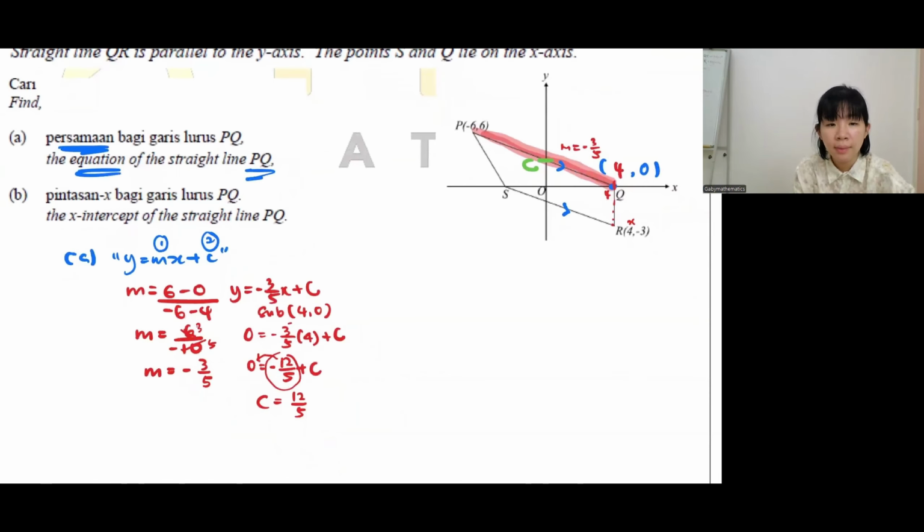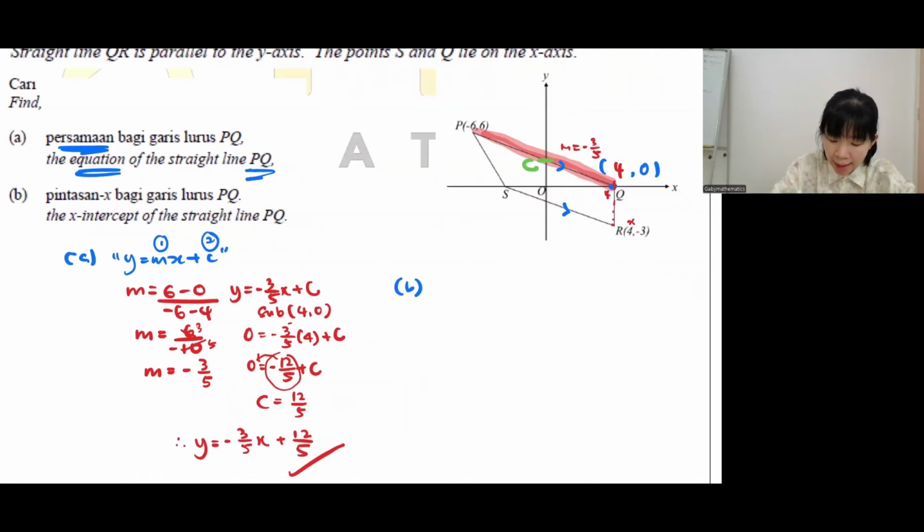Alright, c is ready, m is ready. So write again the whole thing. Y equals negative 3 over 5 x plus 12 over 5. And this is the equation. Okay, so far so good.